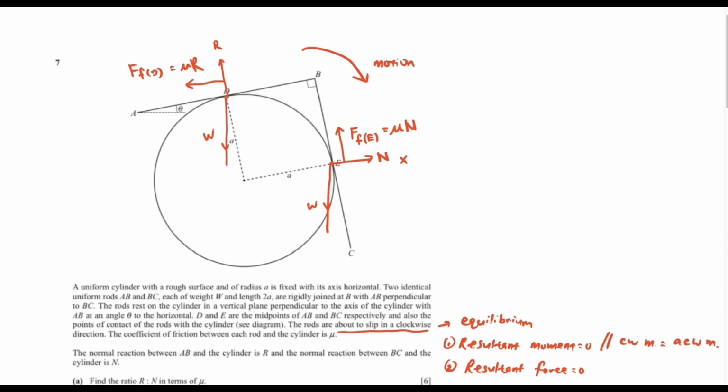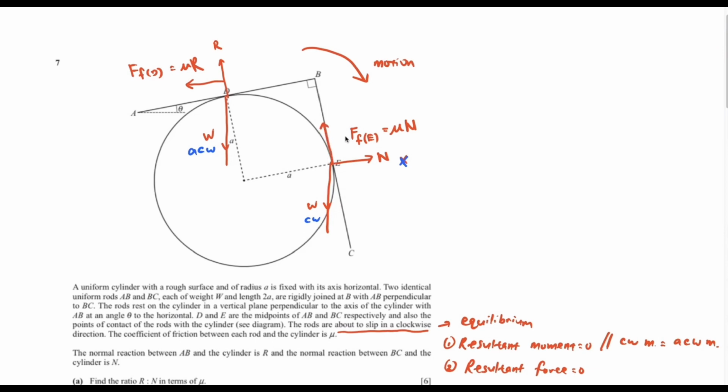Okay, so I use blue color for the moment part. This is clockwise. No, this is anti-clockwise. Is it clockwise? This one no need, because this N has no perpendicular distance with the center of the cylinder, so no need. And the frictional force, let's say I put in a more proper position, which is here.